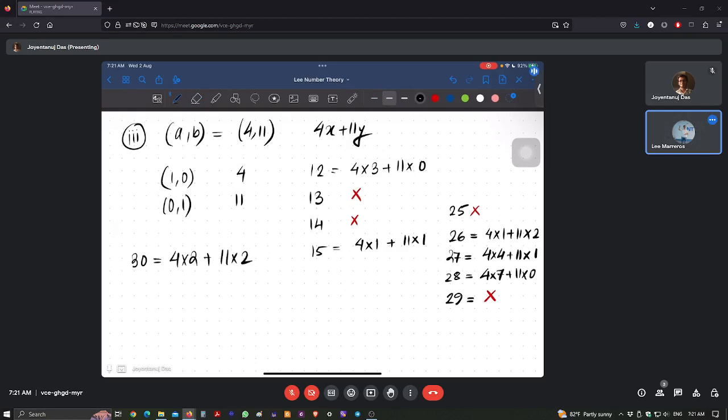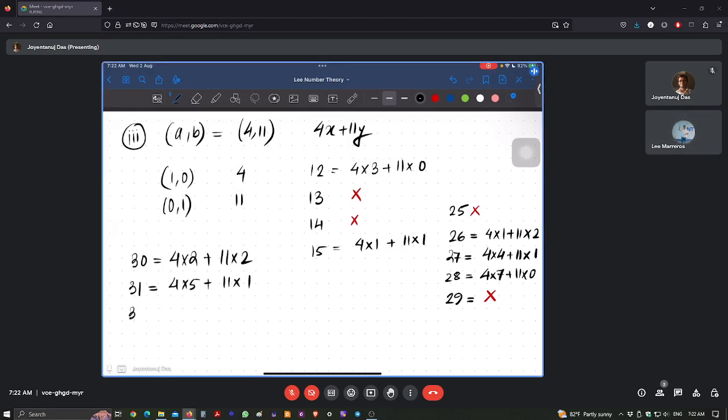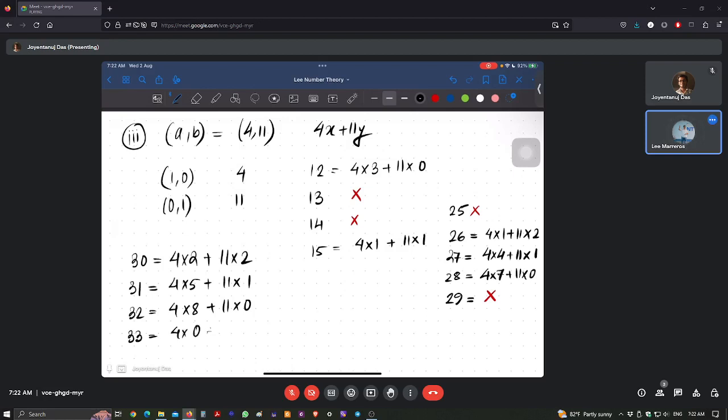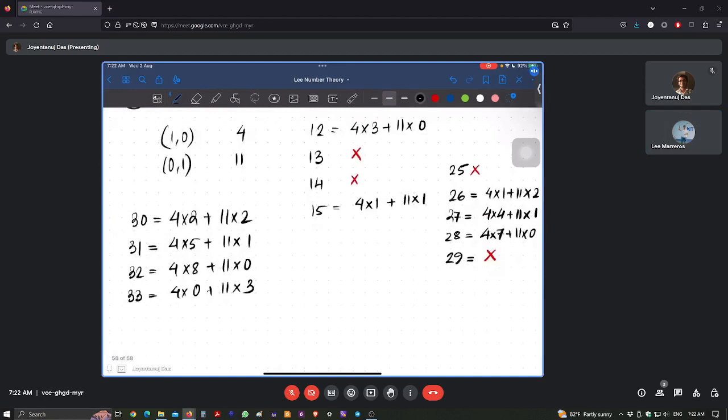Right. So then 31, that would be 4 times 5 plus 11 times 1. 32 is possible, so 4 times 8. 33 is also possible, 11 times 3. So yes, the claim holds. I think after that everything is possible because we found 4 consecutive numbers that are expressible.